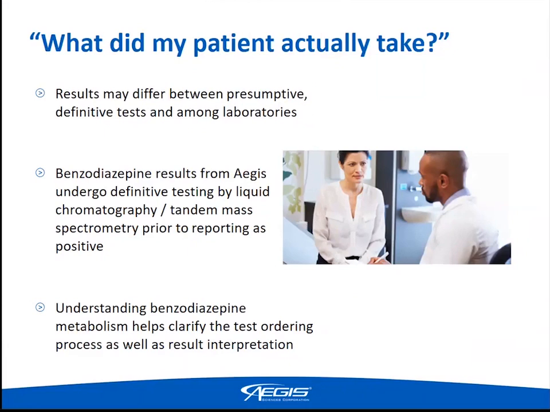Hello, everyone. Let's jump right in. We hope you have enjoyed the webinar series discussing various aspects of unexpected result interpretation. As you have learned throughout the last few months, interpretation differs according to whether the test is presumptive or definitive, and we will primarily focus on definitive test result interpretation today. Positive Aegis benzodiazepine results undergo definitive testing by liquid chromatography and tandem mass spectrometry prior to reporting. It is important to understand benzodiazepine metabolism to support correct result interpretation and also to properly indicate prescribed medications on the laboratory requisition.